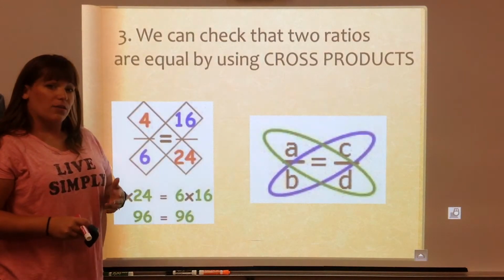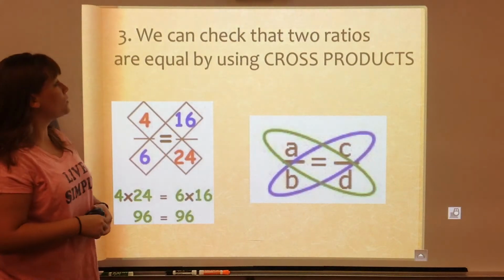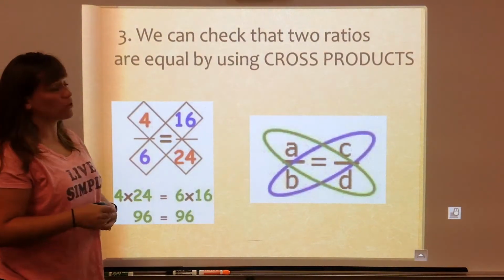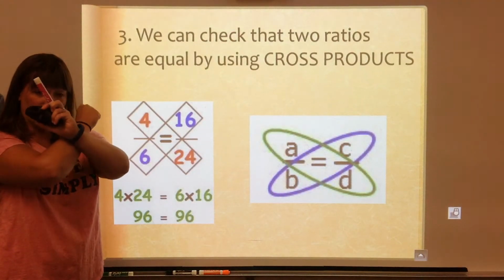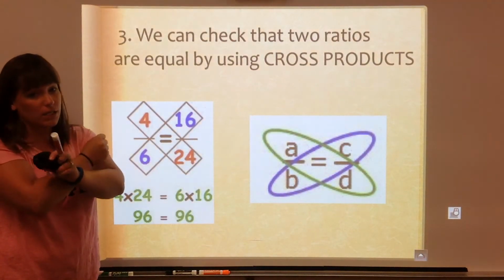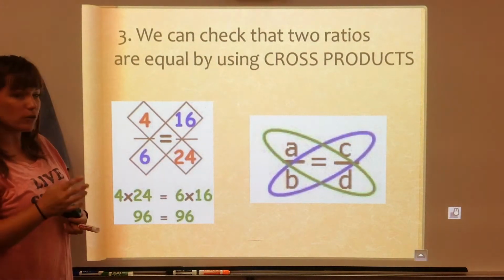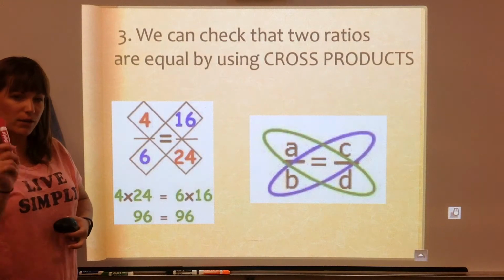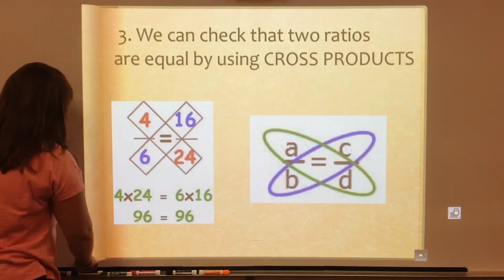Now we can check, our third way to find equivalent ratios is we can check that two ratios are equivalent by using cross products. So cross products, it actually makes an X like a multiplication sign. You can see my two pictures here. I know your version is black and white, so I want you to grab some sort of color, either crayon, color pencil, marker, does not matter.